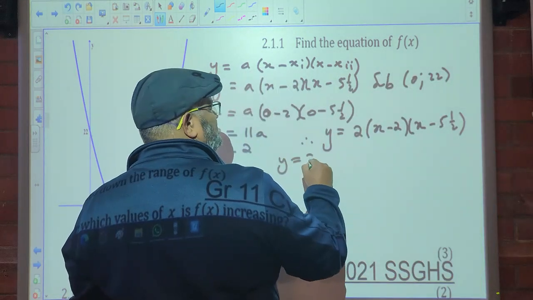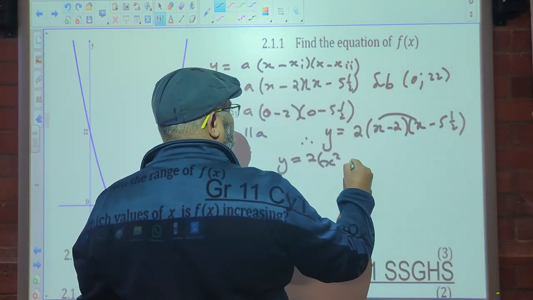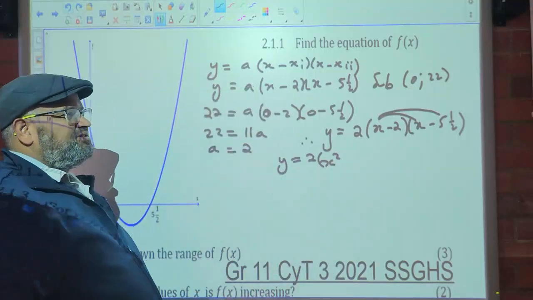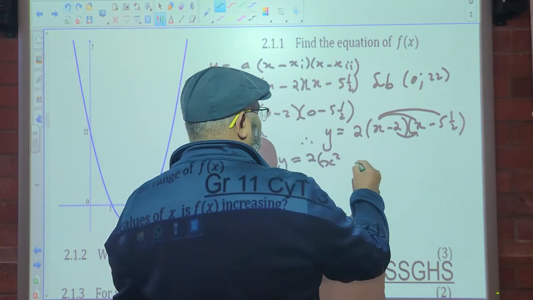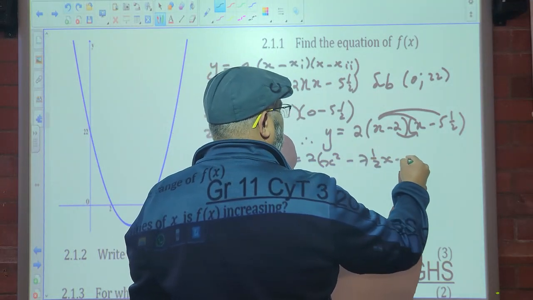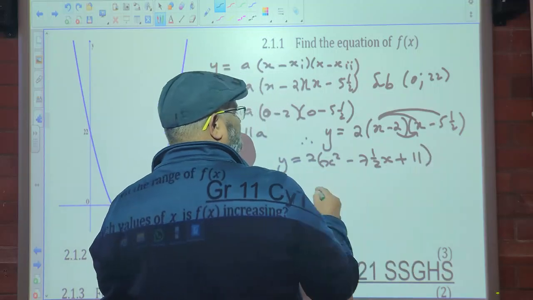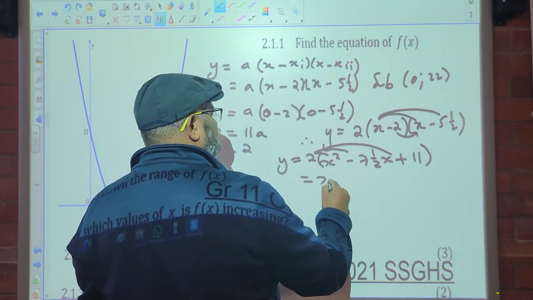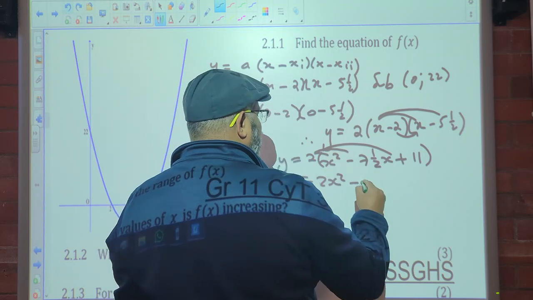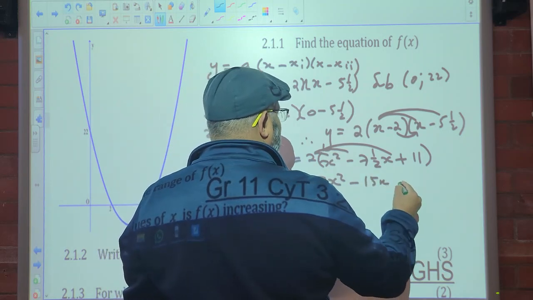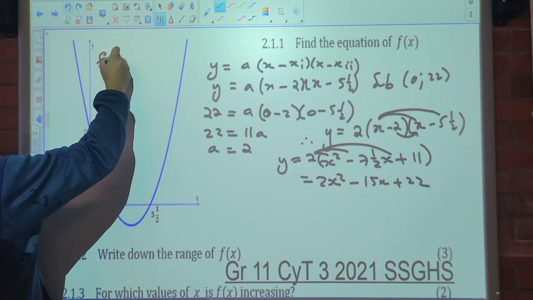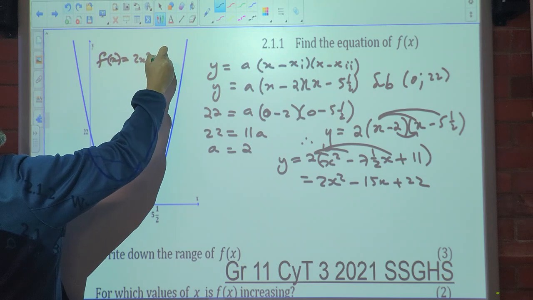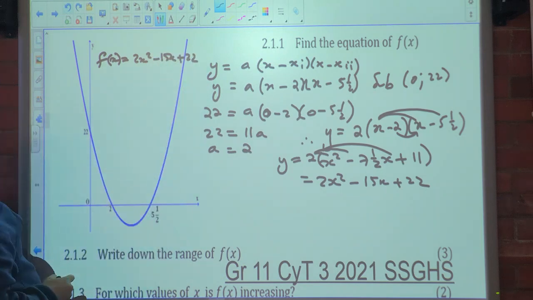Which now gives us y is equal to 2 into x squared minus 5 and a half x minus 2x, which is going to give you negative 7.5x plus 11. Not so. Multiply the 2 out. So it's 2x squared minus, that's going to give you 15 over 2, which is 15x, plus 22. So this is what f of x is. Okay.